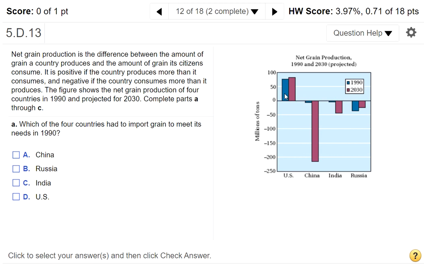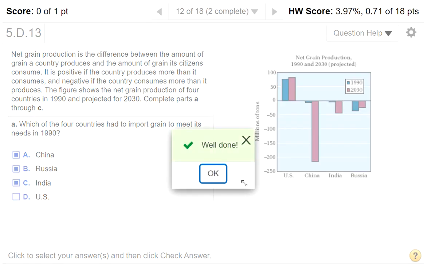Blue is 1990, okay? So grain production, if it's above the x-axis, that means it has positive values, so that means they're actually producing grain. They're not sending it out. If it's below the x-axis, like negative 10 million, that means that they're importing grain. So China is importing grain, India is importing grain, and Russia is importing grain because those are negative values for grain.